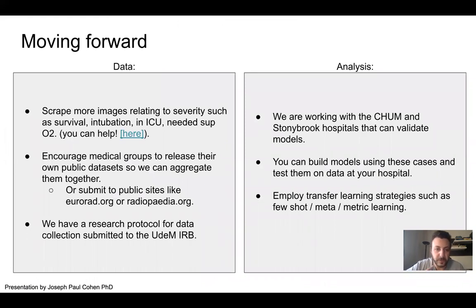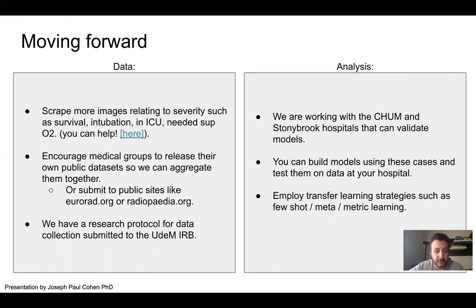Moving forward, what we're doing is to scrape more images relating to severity, so images that have this kind of severity information associated with them. And you can help. We have a GitHub issues page with papers that we want to add, and a whole discussion about which new pieces of data to add. Also, you can encourage medical groups to release their own public data sets in their own paper as their own online data set, and then we can aggregate them together. You can also urge them to submit to sites like EuroRad or Radiopedia, which we can very easily scrape and have a license that works well. That's public. It's a Creative Commons non-commercial.